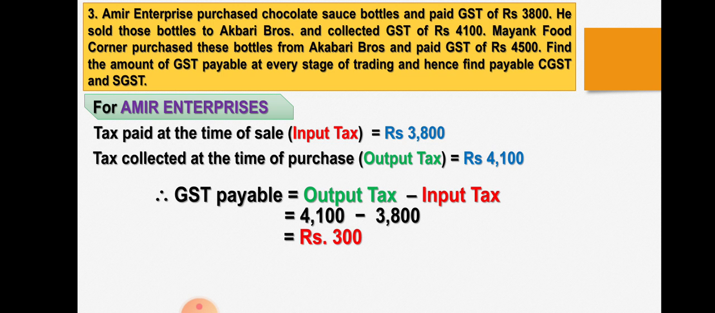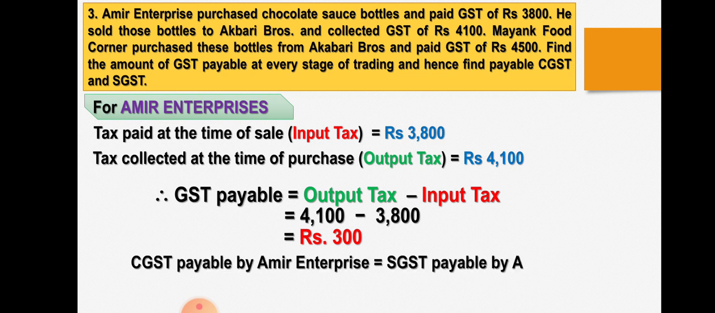As the question says, after finding the GST payable, we have to find CGST and SGST payable also. So here we will find them for Amir Enterprises. CGST payable by Amir Enterprises is equal to SGST payable by Amir Enterprises. You know that CGST and SGST are equal and each is half of the GST. So half of 300 is 150 rupees. So this transaction was for Amir Enterprises. We found the input tax and output tax from the question, then kept the values in the formula and found the CGST and SGST payable.